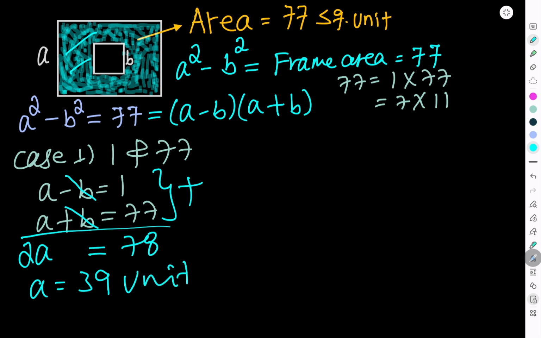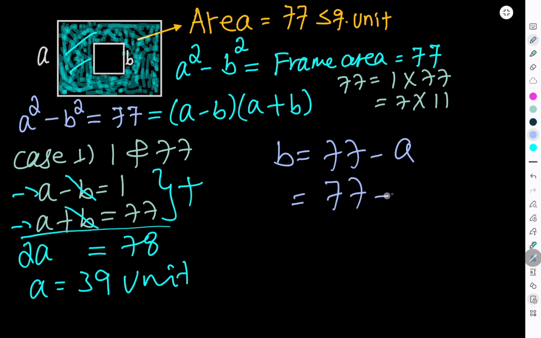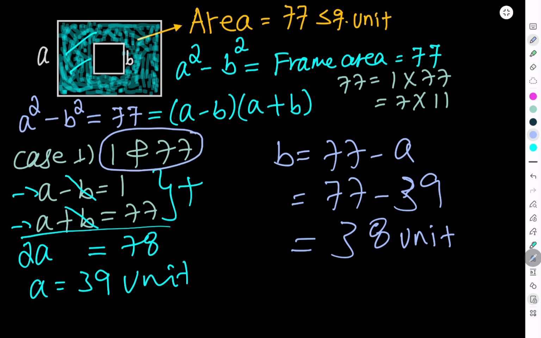And to find out b, the length of the smaller square, we can use one of the two equations here. Let us use the second one. A plus b is 77, means b is going to be what? B is exactly equal to 77 minus a. Then we have 77 minus 39, and the result is 38. And therefore, the length of the smaller square is 38 units. This is the case when we take 1 and 77 as factors of 77.